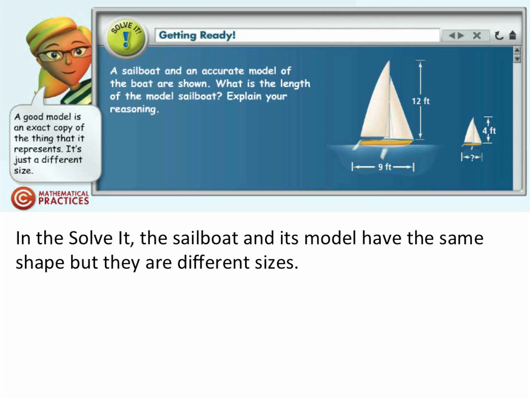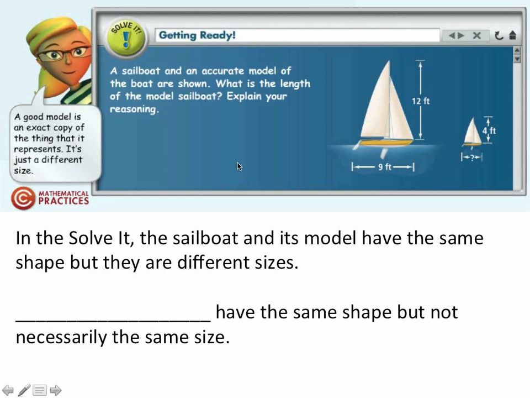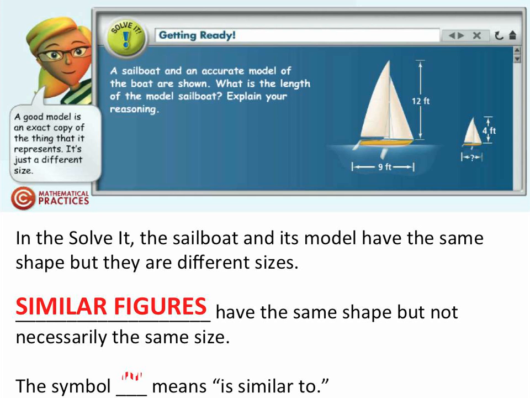So here we go. In the Solve It, the sailboat and its model have the same shape, but they are different sizes. So basically, the real sailboat was shrunk down to create this one right here. Okay? Similar figures have the same shape, but not necessarily the same size. So when we talk about similar, that's what that means. All right, and then this symbol, this is called a tilde. That symbol means similar to.